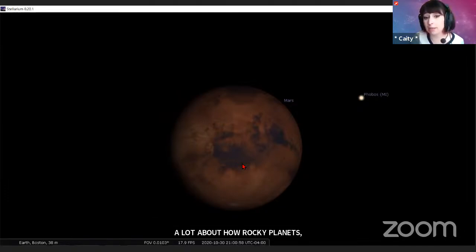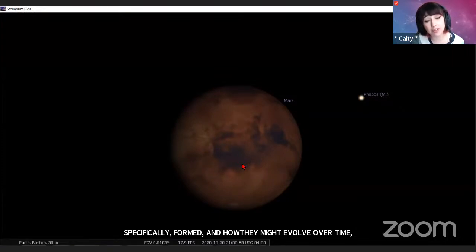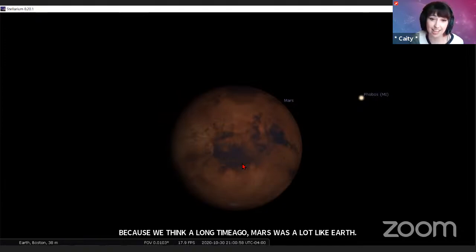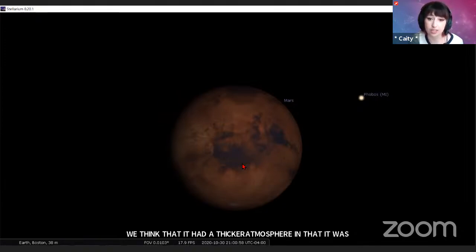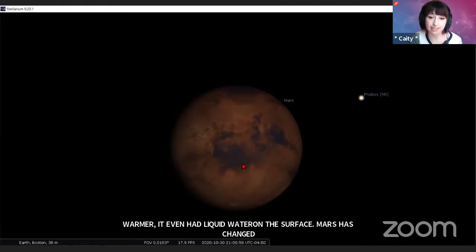Because we think a long time ago, Mars was a lot like Earth. We think that it had a thicker atmosphere and that it was warmer and even had liquid water on the surface. Mars has changed a lot since then, so InSight is going to hopefully tell us a lot about the Martian past.